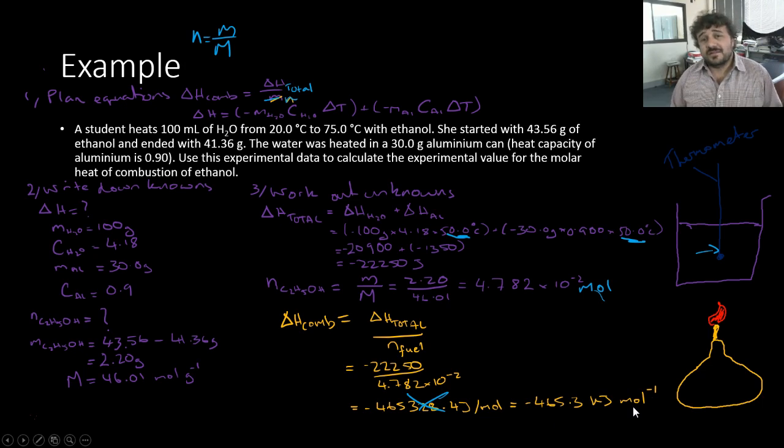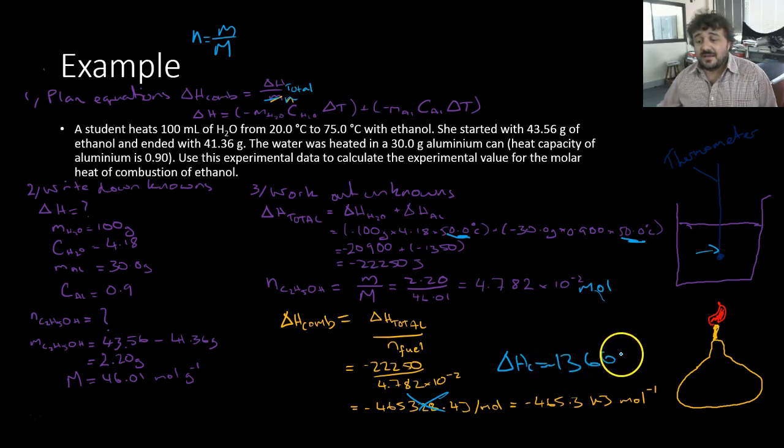Now what you will notice, and this is one thing for another time, is that that number is extremely low. The accepted value for delta H of combustion for ethanol, the theoretical value, is minus 1,360 kilojoules per mole. So it's a disturbingly low number, and you're going to need to work out why. But that's for another time.